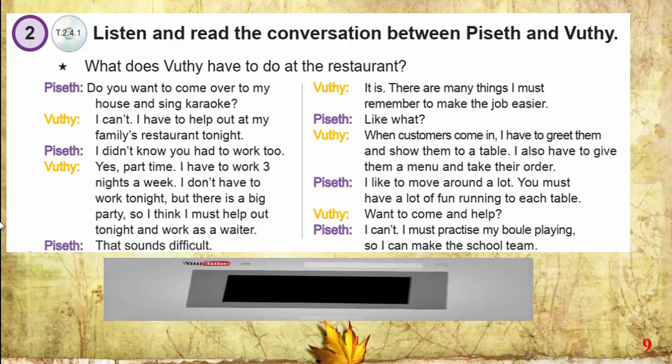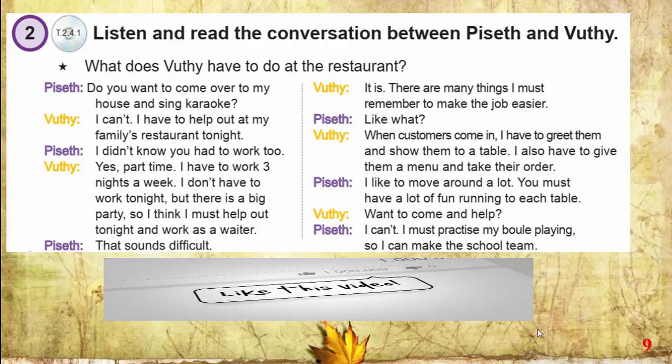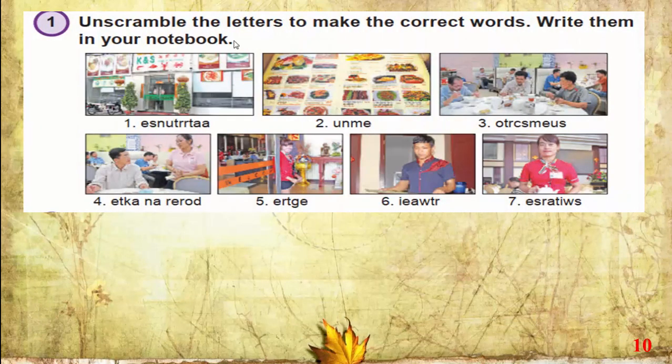2.4.1. Okay, that's a very easy one. So let's move on to part 1. Go back to part 1. You have to unscramble the letters to make the correct words. Write them in your notebook.